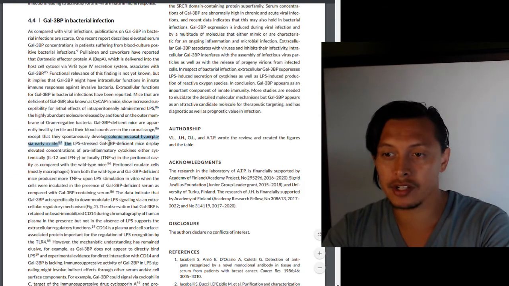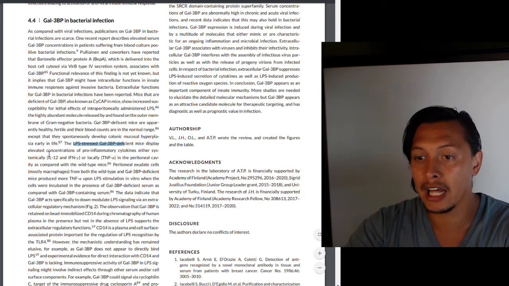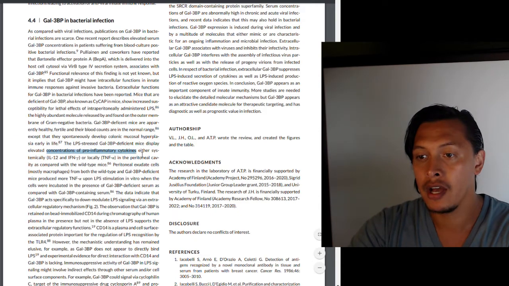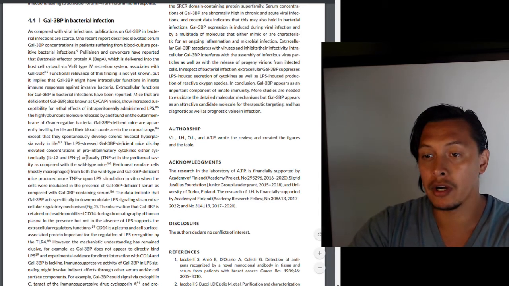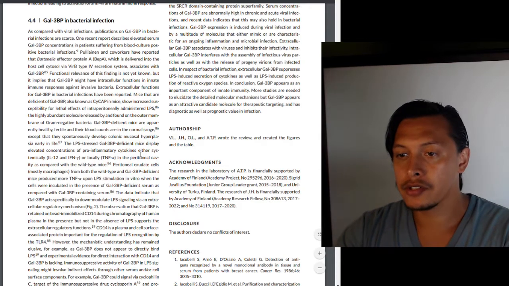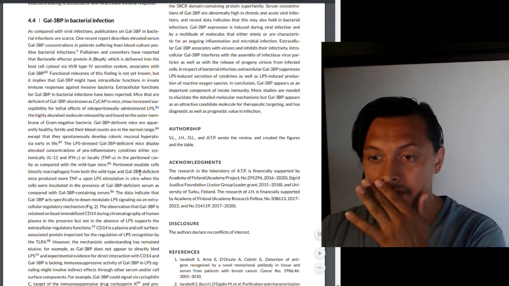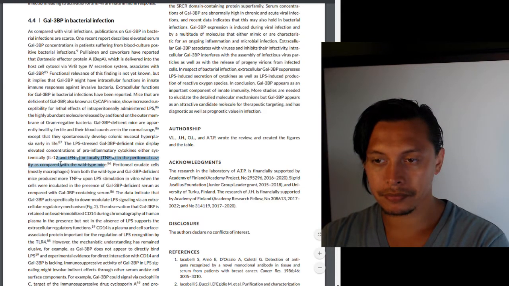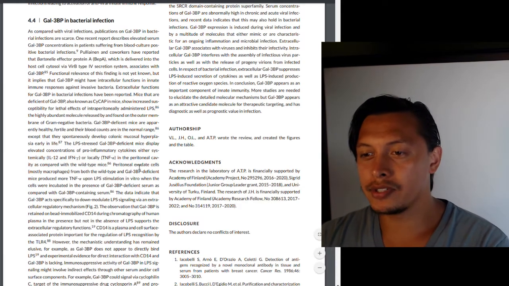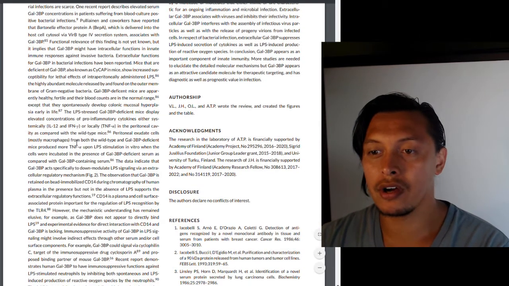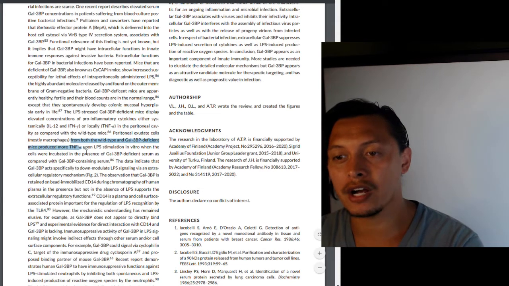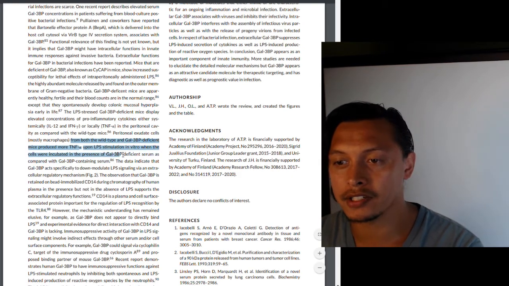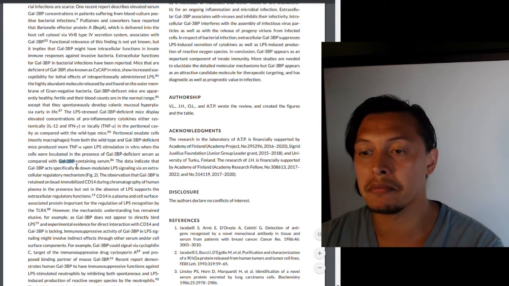So the LPS stressed Galectin-3 BP deficient mice display elevated concentrations of pro-inflammatory cytokines, either systemically, interleukin-12 and interferon gamma, or locally through tumor necrosis factor alpha, in the peritoneal cavity as compared with the wild-type mice. Peritoneal exudate cells, which are mostly macrophages from both the wild-type and the Galectin-3 BP deficient mice, produced more tumor necrosis factor alpha upon LPS stimulation in vitro when the cells were incubated in the presence of Galectin-3 BP deficient serum as compared with the Galectin-3 BP containing serum.